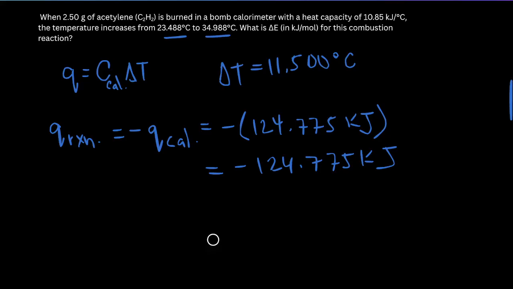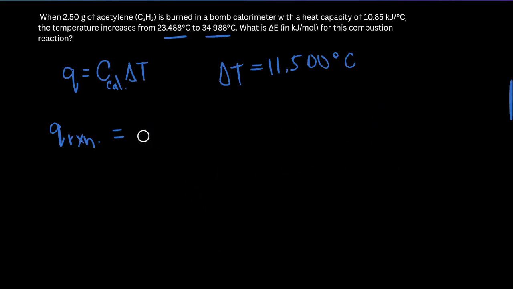Well, really not the last step technically, but close to the last step is going to be finding the moles of acetylene burned. And we're doing this because you can see that we're asked for our answer, our change in internal energy, in units of kilojoules per mole of this combustion reaction. So we found that negative 124.775 kilojoules of heat was released as a result of this reaction by combusting 2.5 grams of acetylene.